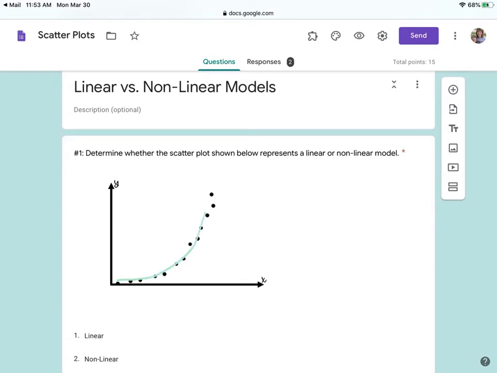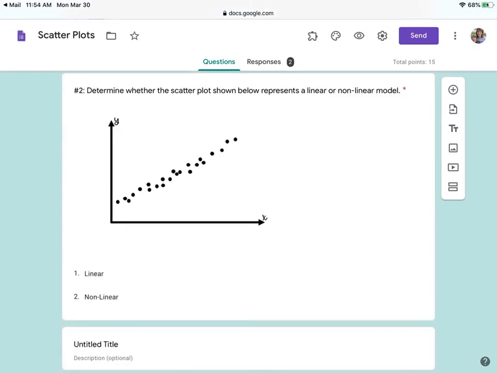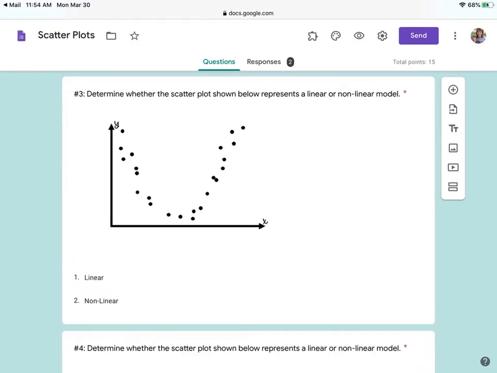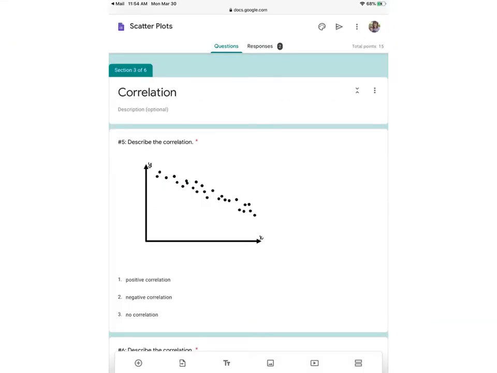Okay, look at how that data seems to curve. If it curves, it's nonlinear. This data seems to be an upward trend, so it's sort of straight, so we'd say linear. This one looks U-shaped, and a U-shaped is nonlinear.